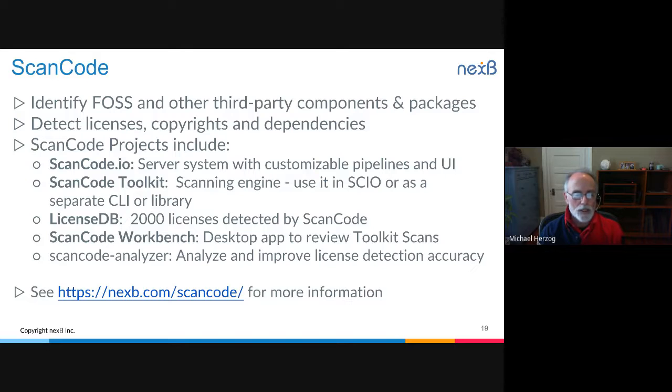ScanCode Toolkit is the engine that does all the scanning. It's built into ScanCode.io, but you can also use it as a command line tool or as a library on its own. Lots of people do that.